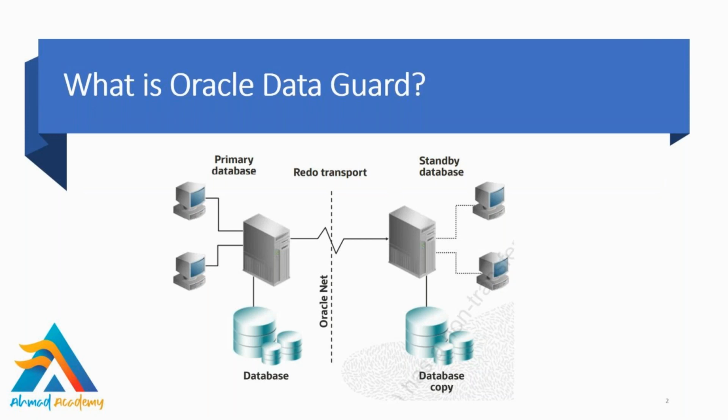And your production database and standby database will make a Data Guard configuration. Okay, so this is Data Guard, and in the diagram you can see that there is a primary database, there is an Oracle network which connects primary database and standby, and then it transfers the redo data to the standby side, so that your standby side becomes in sync or equal to the primary database state.